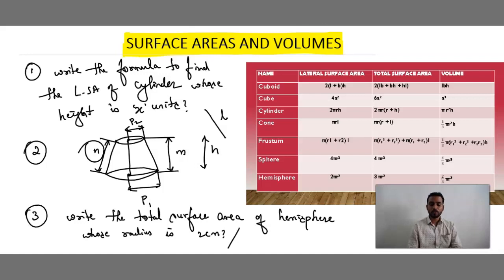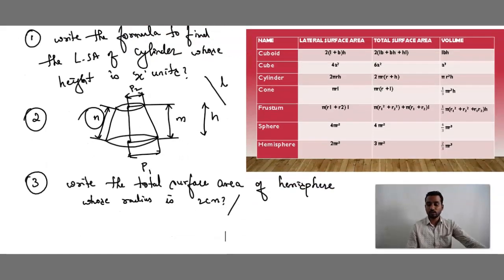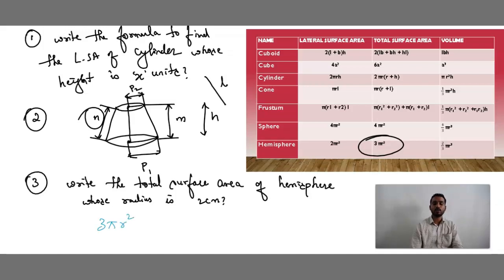So what is the formula to find the total surface area of hemisphere, as we all know? Can we see here? This is hemisphere. That is 3 pi r square. Can you see the answer? Yes, we can see the answer, right? So the answer is 3 pi r square.